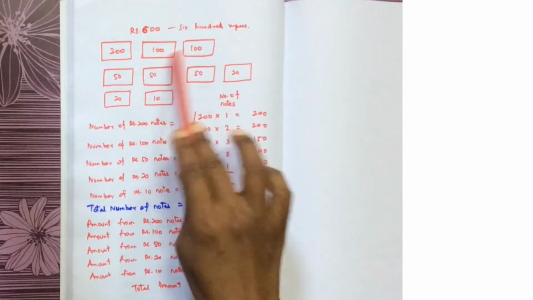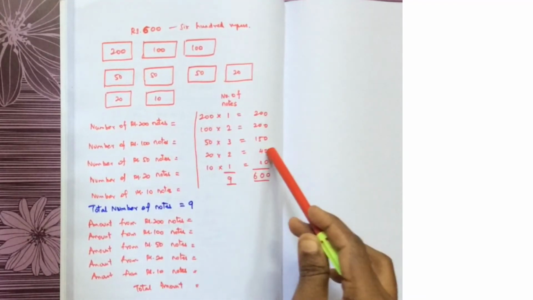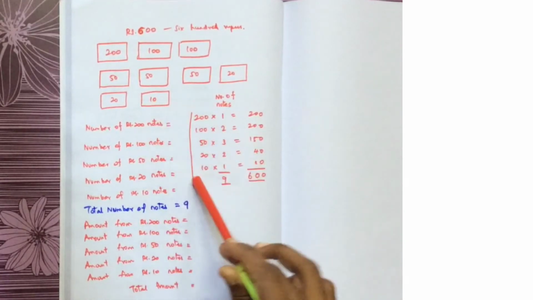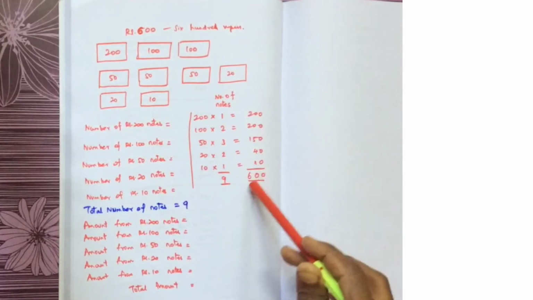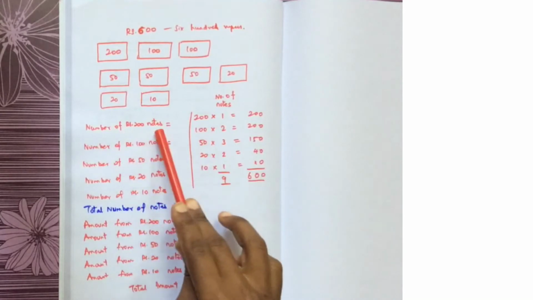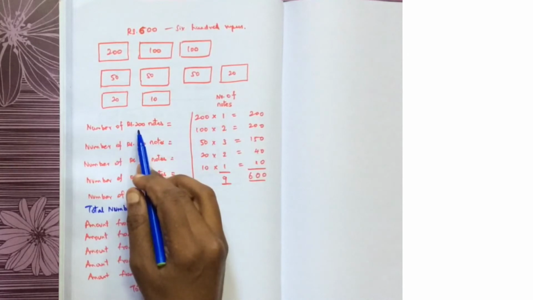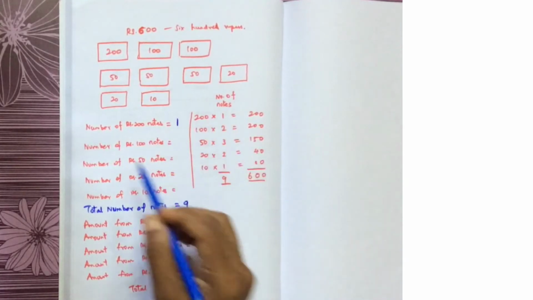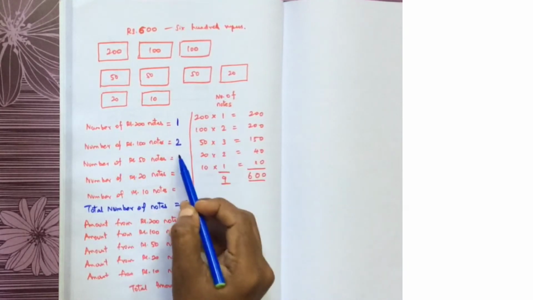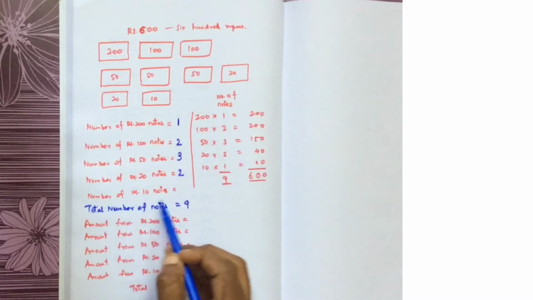100 multiplied by 2 is 200, and 50 multiplied by 3, 1, 2, 3 is 150, and 20 multiplied by 2 is 40, and 10 multiplied by 1 is 10. Together you add, the total amount will be 600. Now you see the number of 200 notes. How many notes of 200 rupees am I having? I am having only one note. The number of 100 notes is 2. The number of 50 notes is 3. The number of 20 notes is 2. The number of 10 rupee notes is 1.